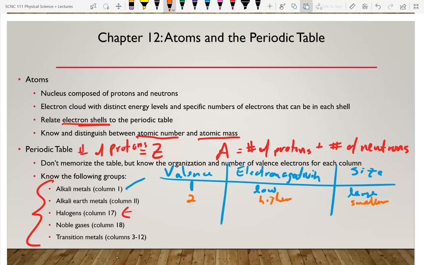Now we get over to the halogens, fluorine, chlorine, bromine. What's their valence? They have 7 valence electrons. So how many bonds do you expect to form if you have 7 valence electrons? One more, so that you'd have 8. So you'd expect 1 bond if you're in the halogens.